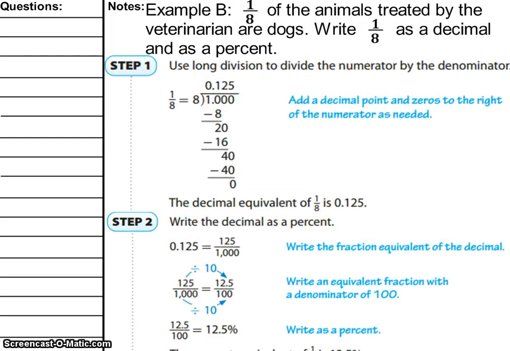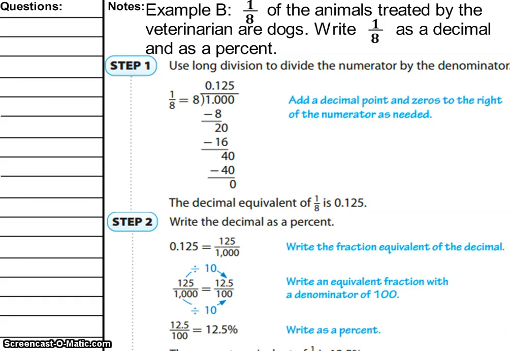Example B. We have 1/8 of the animals treated by the veterinarian are dogs. Write 1/8 as a decimal and as a percent. Since we cannot easily go from 8 to 100, there's nothing that we can multiply or divide to get to 100 from 8. That means we have to use long division, and we have to divide our numerator by our denominator.